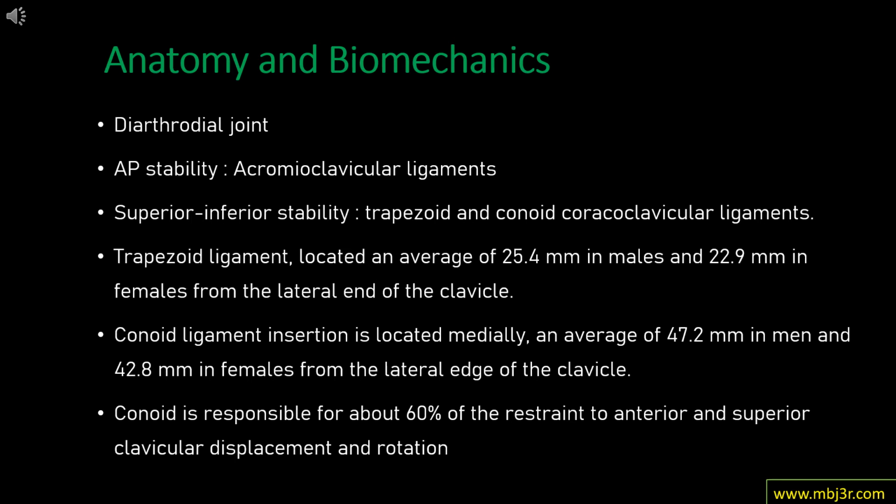The trapezoid ligament is located an average of 25.4 mm in males and 22.9 mm in females from the lateral end of the clavicle, almost 2.5 cm from the lateral end of the clavicle. The conoid ligament insertion is located more medially, an average of 47.2 mm in men and 42.8 mm in females from the lateral edge of the clavicle. The conoid is responsible for about 60% of the restraint to anterior and superior clavicular displacement and rotation. That is the main stabilizer of the lateral end of the clavicle.